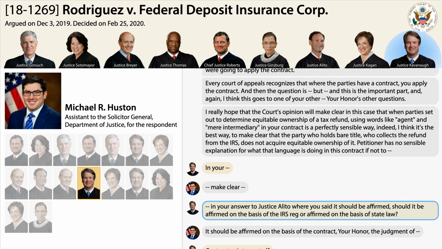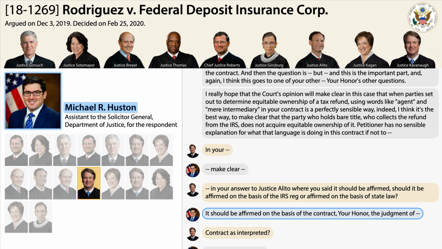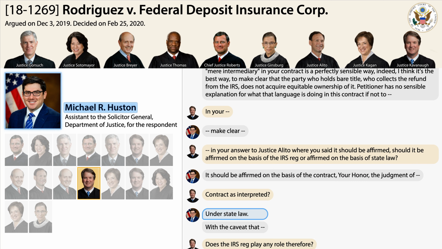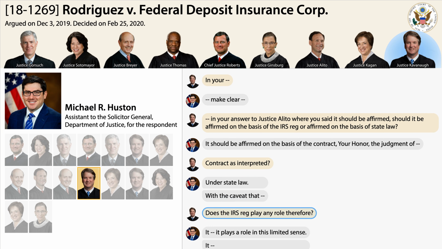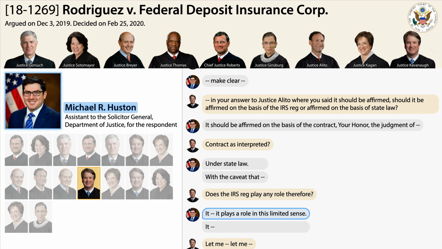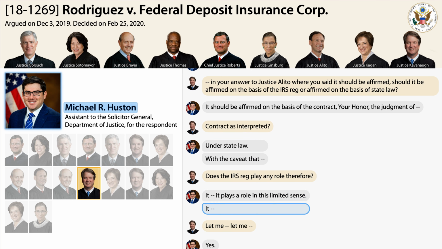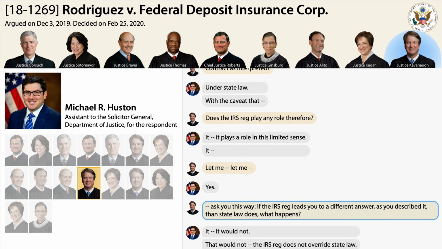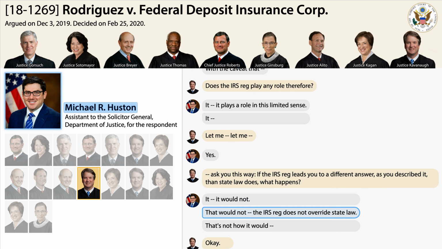In your answer to Justice Alito, where you said it should be affirmed, should it be affirmed on the basis of the IRS reg or affirmed on the basis of state law? It should be affirmed on the basis of the contract, Your Honor. The contract is interpreted under state law. With the caveat that the IRS reg plays a role? It plays a role in this very limited sense. Let me ask you this way. If the IRS reg leads you to a different answer, as you described it, than state law does, what happens? It would not. The IRS reg does not override state law. That's not how it works.